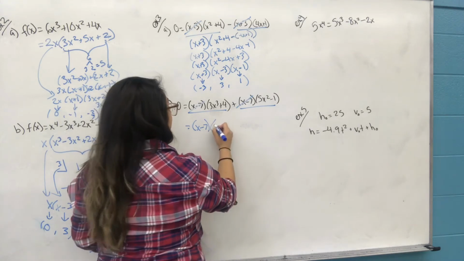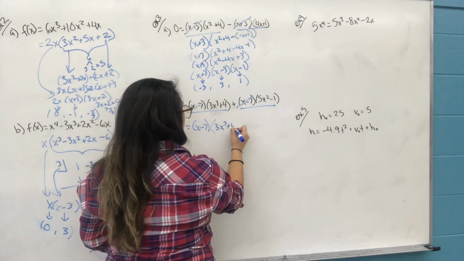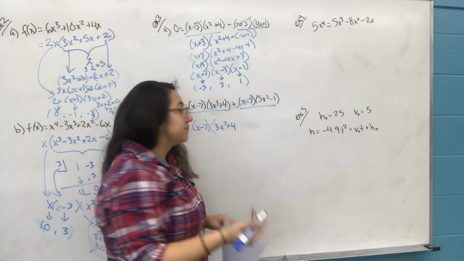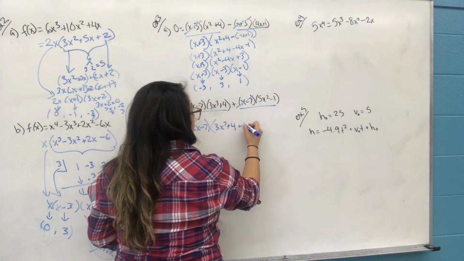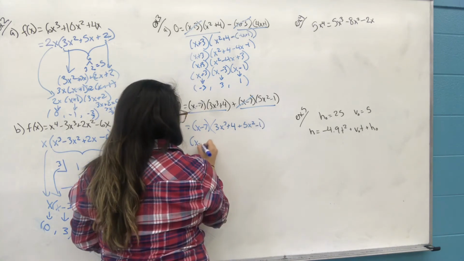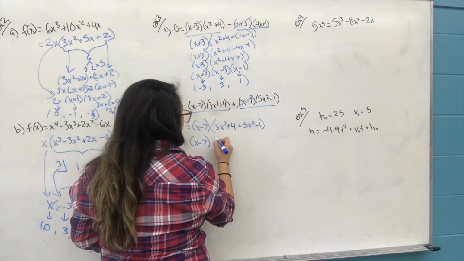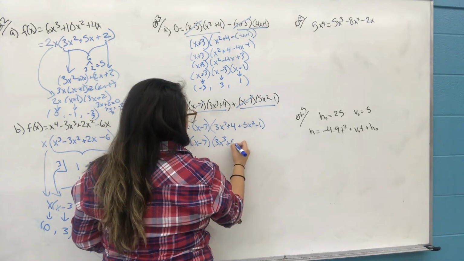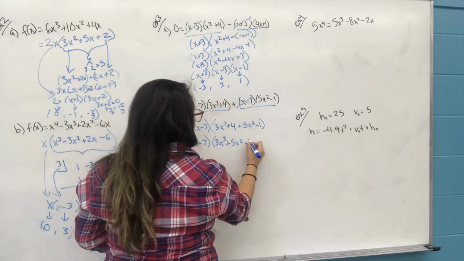That's a binomial. I'm left with 3x cubed plus 4. Here it's plus, so I'm not really going to add the parentheses because it's simplified. I don't need to do any extra steps. So 5x squared minus 1. From this step, I go ahead and simplify. So 3x squared, oh, it's cubed, 3x cubed plus 5x squared plus 3.